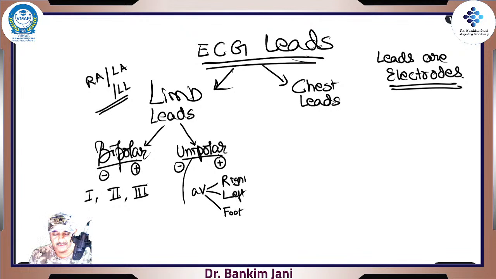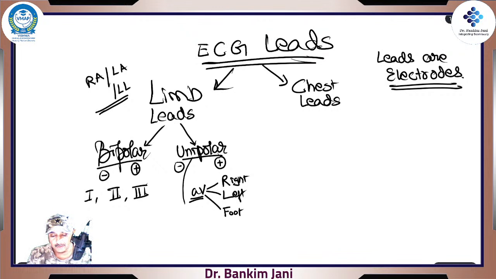So what is this V? V is vector. As if you are watching the heart from the right side, it is the right vector. You are watching it from the left side, and from the foot, which means you are watching the base. So if there is any infarction in the base, you will be able to see it from the foot. But then what is this A?